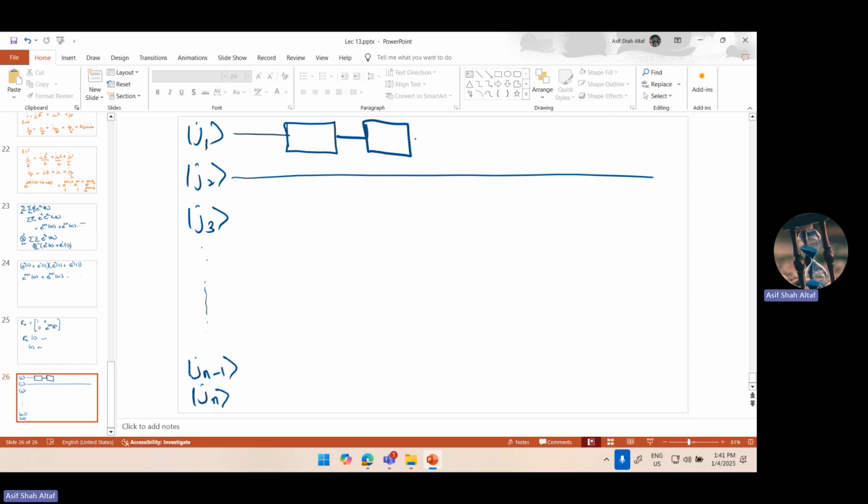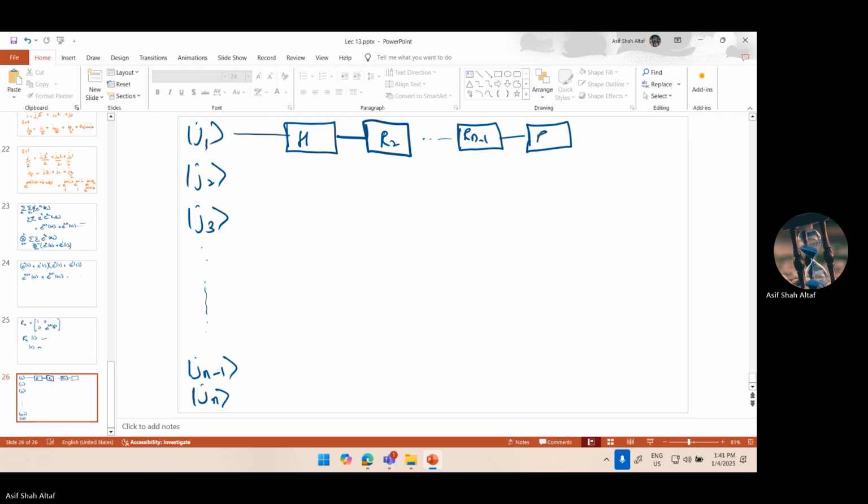I should first draw these lines to be better. That will be complicated, so let me draw it one by one. H, R2, Rn minus 1, Rn, which will give at the output e to the power 2 pi i 0.j1 up to jn, and you have this little one here also.